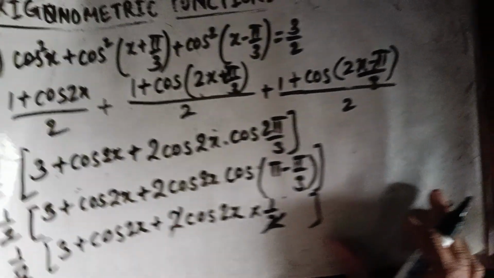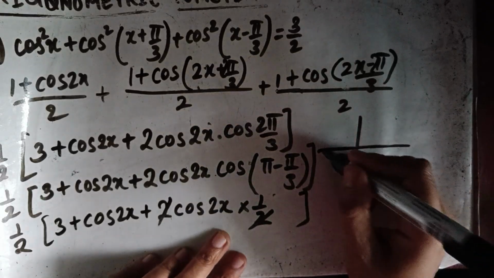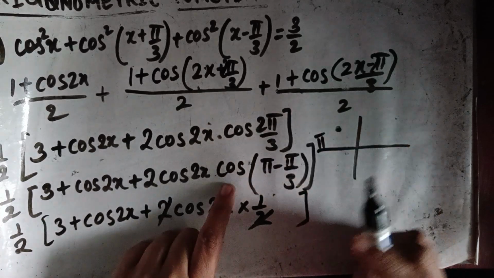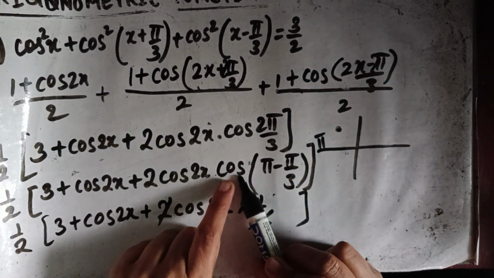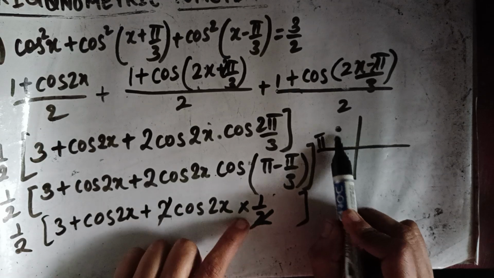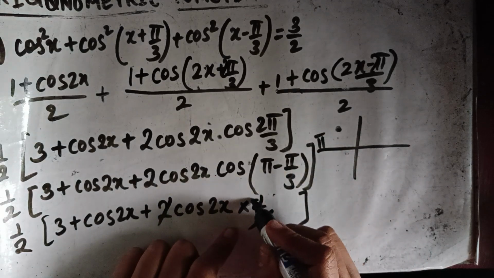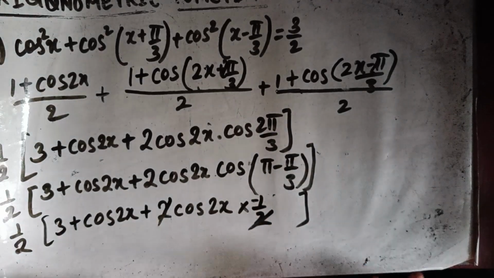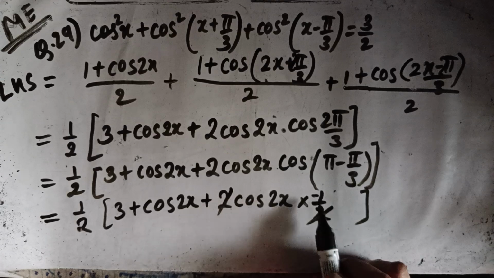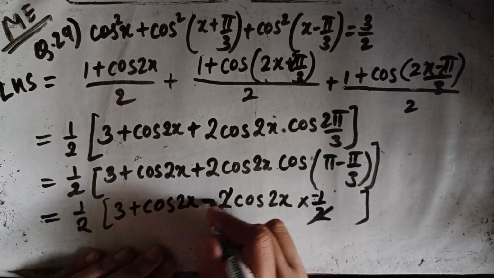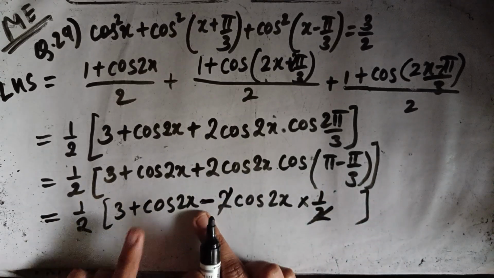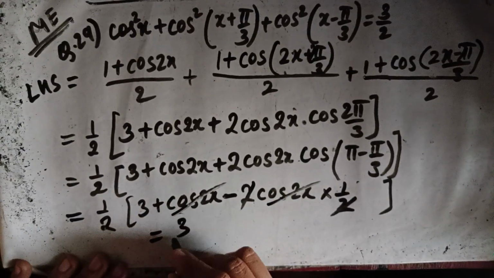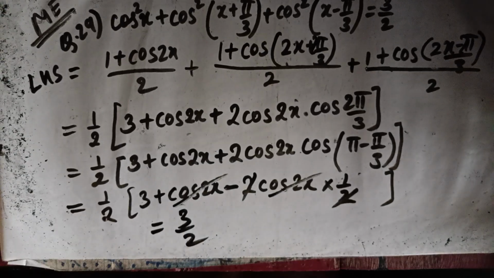This value, pi minus pi by 3, means this is in the second quadrant. In the second quadrant cos is negative, so here this half will be negative. You have to check for the signs according to the angles. So this negative comes here, so minus and plus cos 2x get cancelled and you'll get 3 by 2. This is your RHS.